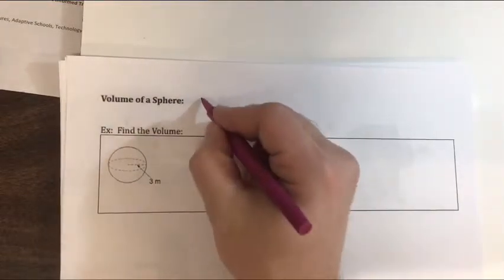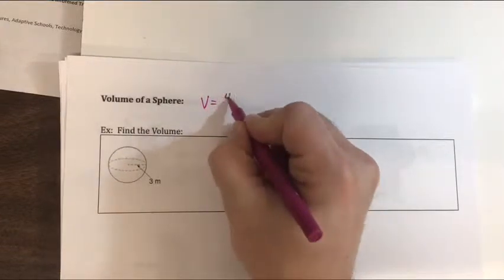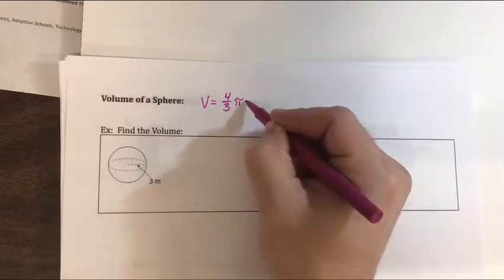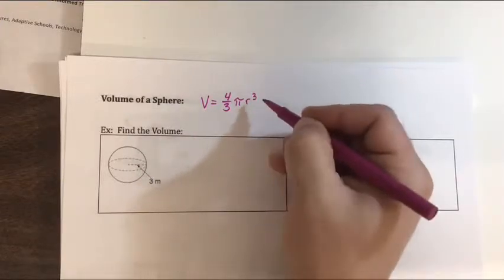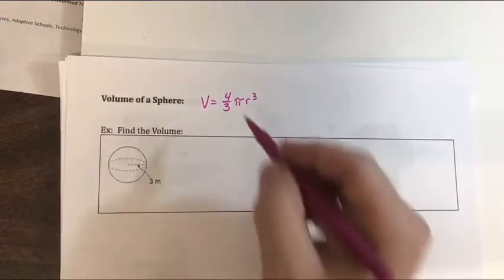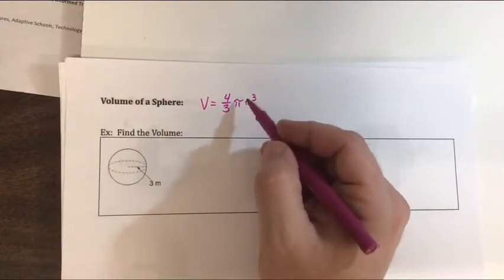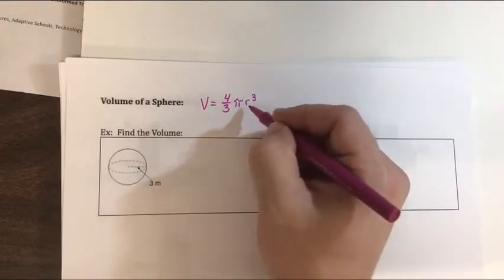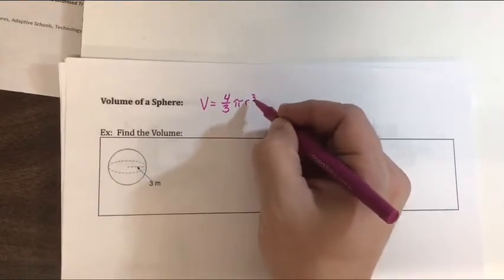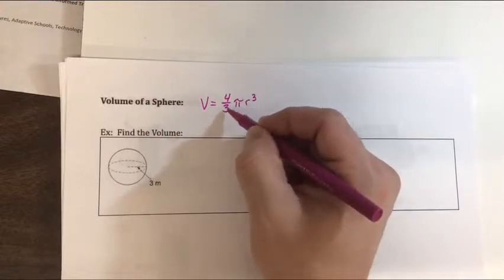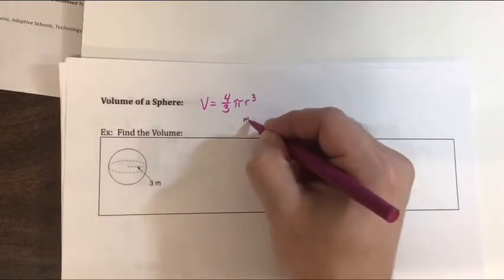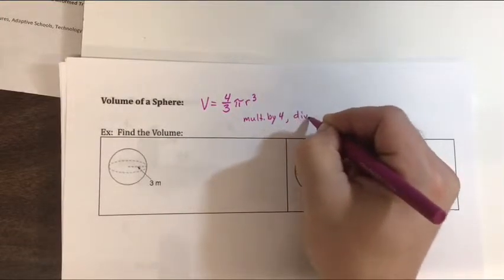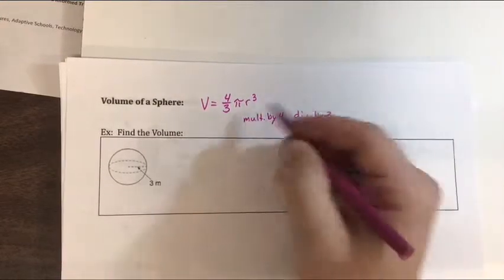Okay, the volume of a sphere is 4/3, the fraction 4/3 times pi r cubed, r to the third power instead of r squared. This is a lot like our surface area of spheres, but it's 4/3 pi r cubed. Okay, so we're going to take pi times the radius cubed to the third power times 4 divided by 3. That's the easiest way to do 4/3. Multiply by 4, divide by 3.